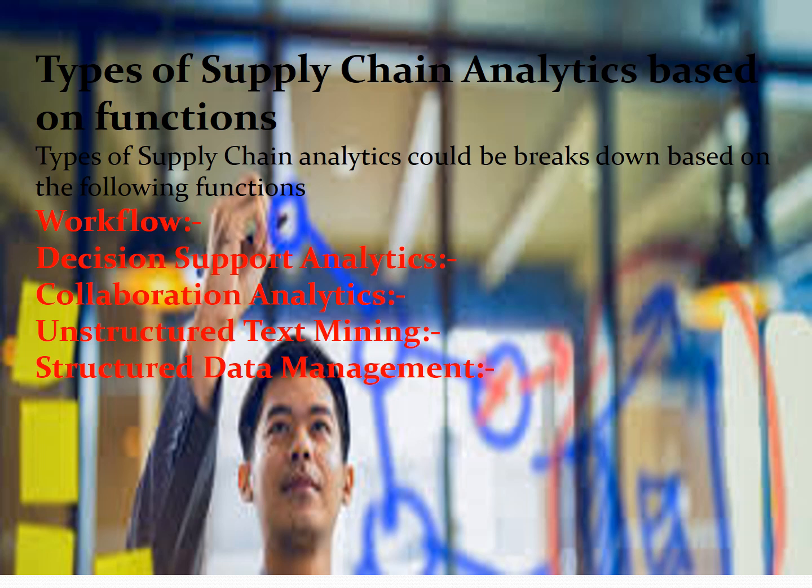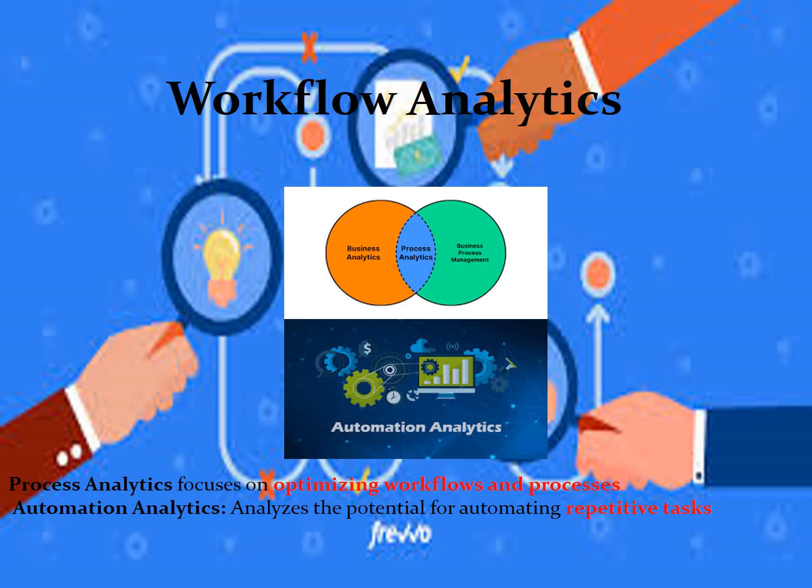Types of supply chain analytics could be broken down based on the following functions. Number one is the workflow, then decision support analytics, collaboration analytics, unstructured text mining, and then structured data management. Now let's discuss types of supply chain analytics one by one on the basis of functions. The first one is the workflow analytics, where we use two types of analytics. One is the process analytics and the other one is automation analytics.